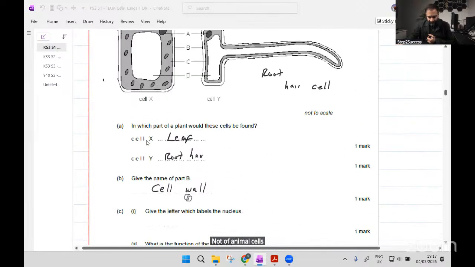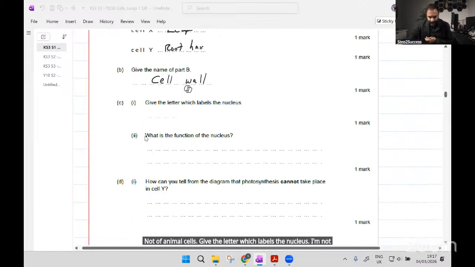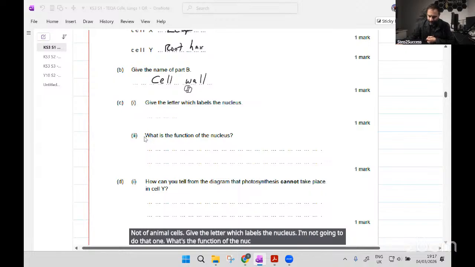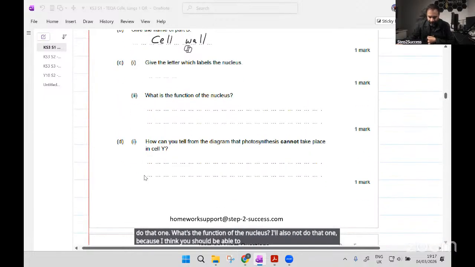Give the letter which labels the nucleus. I'm not going to do that one. What's the function of the nucleus? I'll also not do that one because I think you should be able to find the answer to that somewhere.